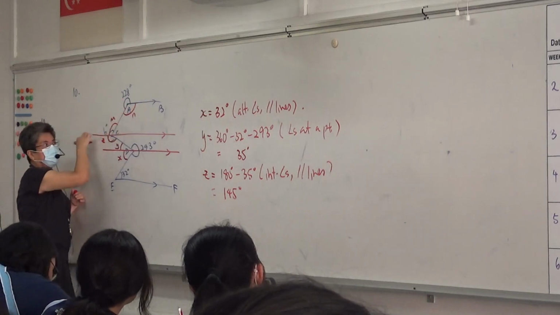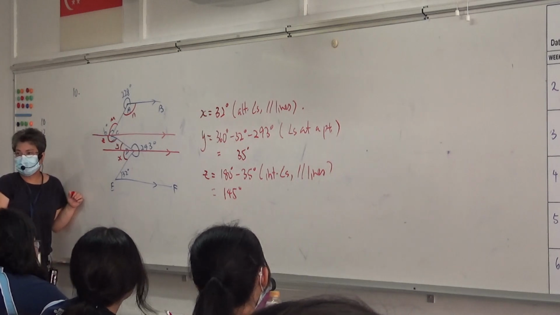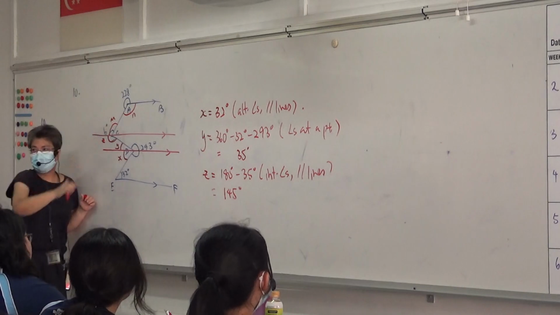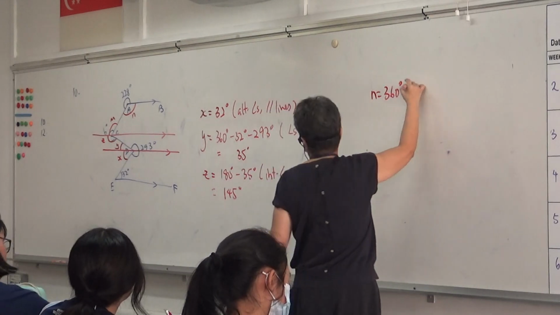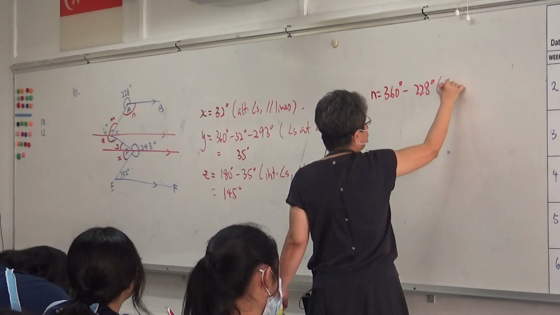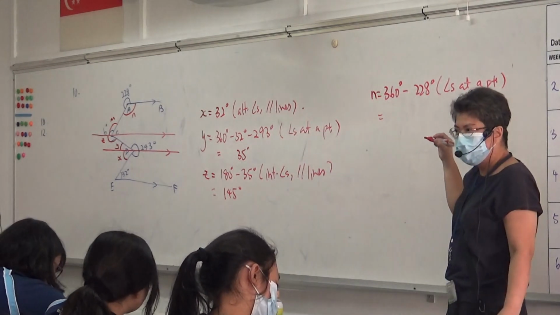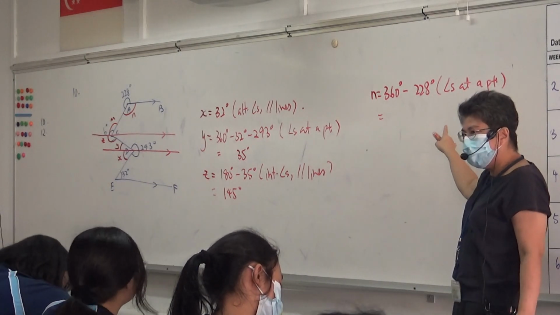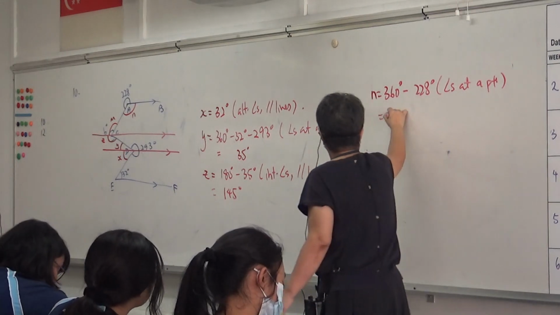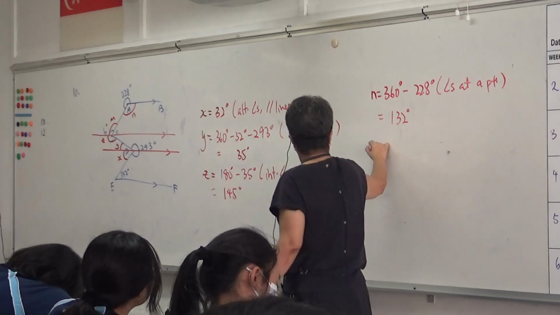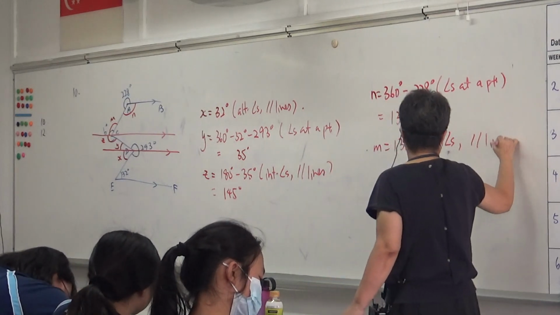What is this? What do you call this? Alternate angles again, right? Correct? How can I find N? Yes. Okay, so N will be 360 degrees minus 228 degrees. Angles at a point. So how much is this? Someone key it in and tell me. 132 degrees. So N is also 132 degrees because of alternate angles, parallel lines.